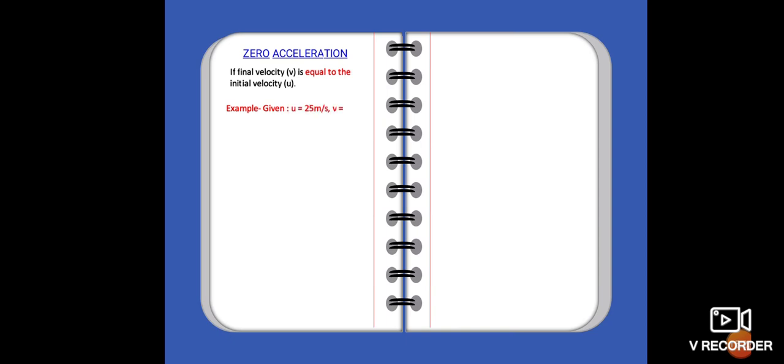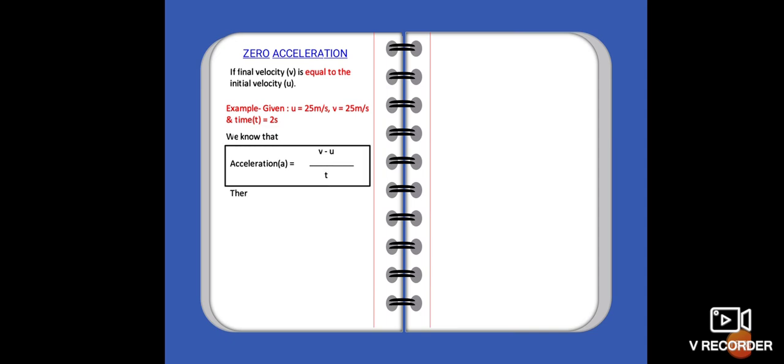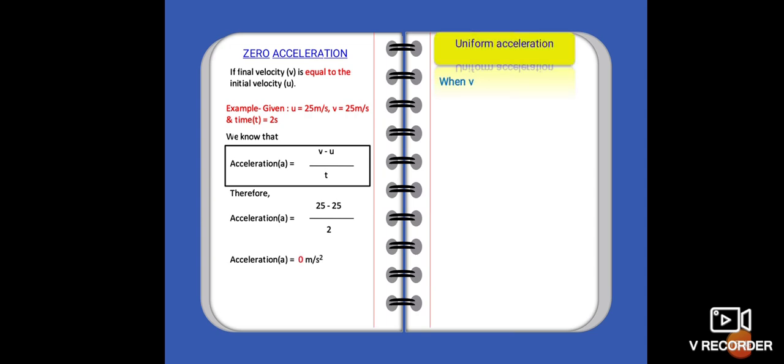Look at the example. Here u, that is the initial velocity, as well as v, that is the final velocity, are the same, that is 25 meter per second. And according to acceleration, (v minus u) by t, what did we get? That is (25 minus 25) by 2, that is 0 meter per second square. This is the example of zero acceleration.